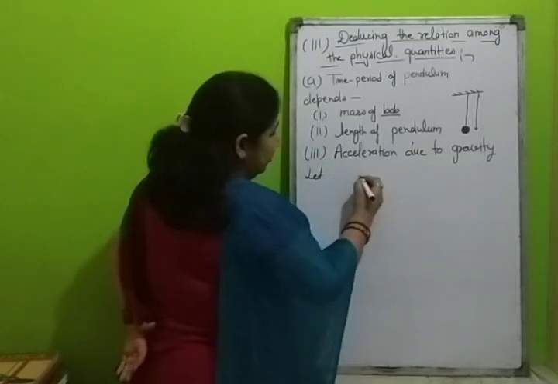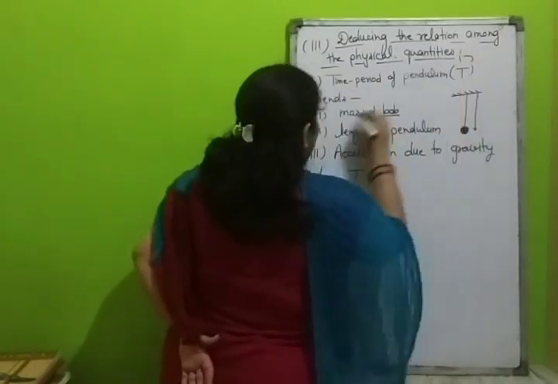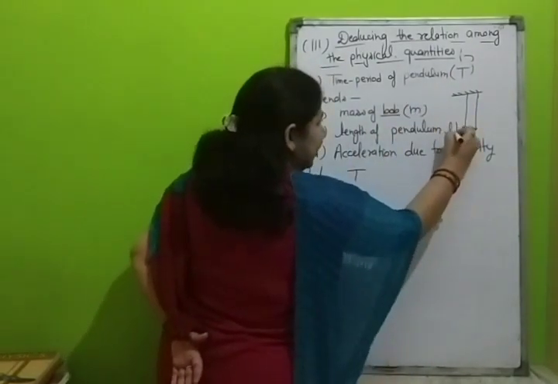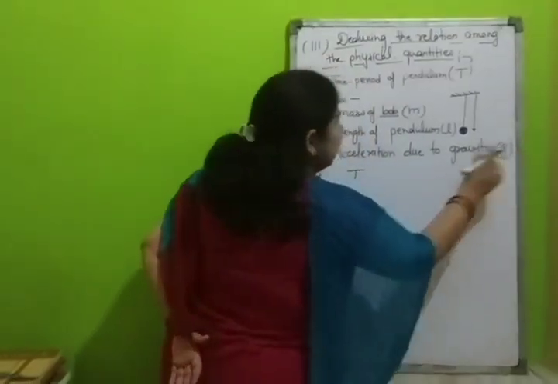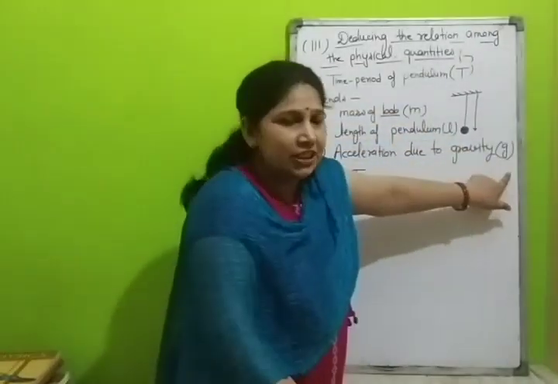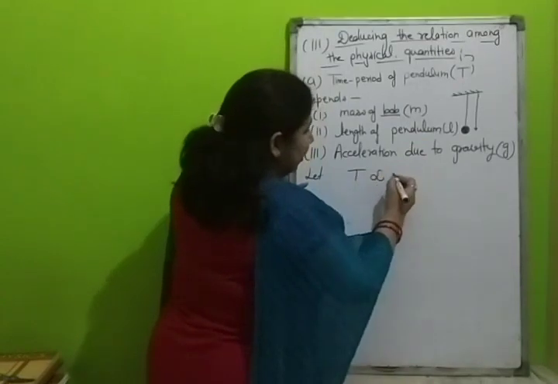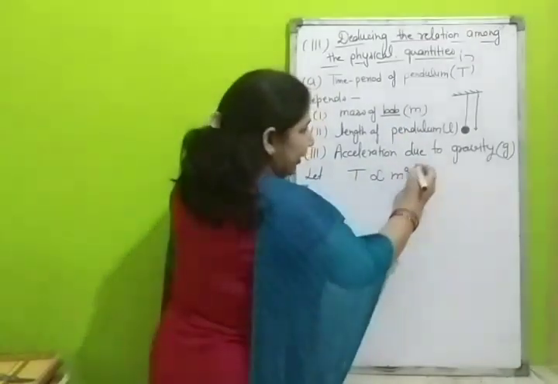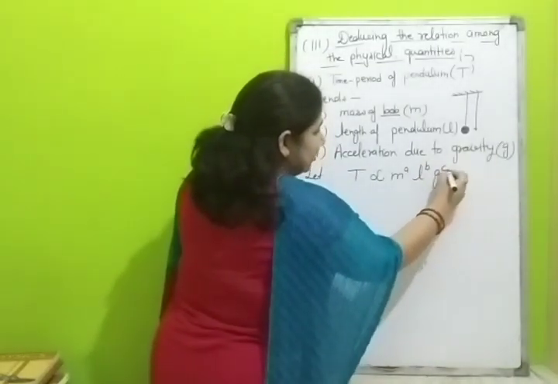Let time period be denoted by T, mass of bob M, length of pendulum always taken by small l, and acceleration due to gravity small g. Means we have to find out the formula between T, M, L and G. Yes. Let us consider T is directly proportional to first quantity we have M to the power A, L to the power B, G to the power C.